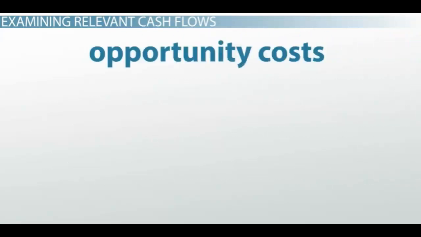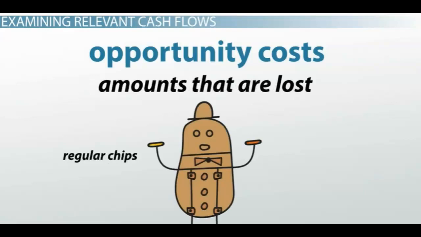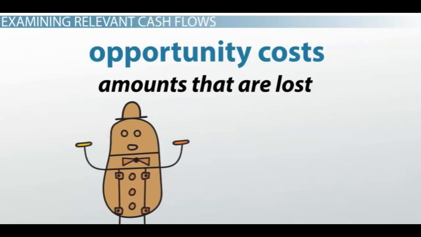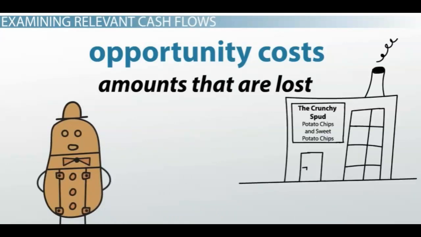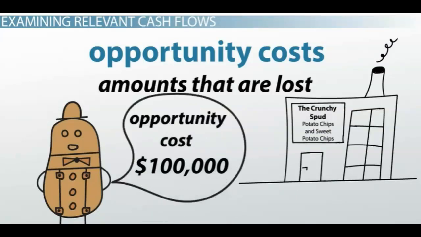Opportunity costs represent amounts that are lost by choosing one investment over another. Even though this is not a future cash flow, it must be considered here, because choosing to invest in one project may result in losing cash flow from another. Let's assume that when Mr. Tater starts manufacturing sweet potato chips, he may lose out on $100,000 in additional revenue he could make by devoting all of his manufacturing resources to the types of potato chips he already makes. The $100,000 represents an opportunity cost, and it's relevant to investment decisions.